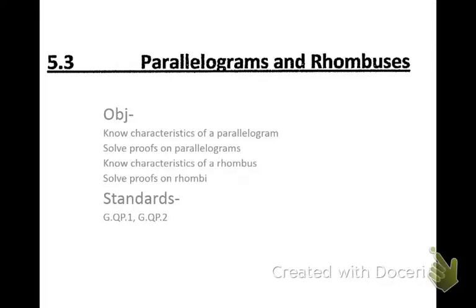5.3, we're going to discuss parallelograms today. The next time we do the notes on this will be on rhombuses, so we're splitting it in half. So our objectives are to know the characteristics of a parallelogram and solve proofs on parallelograms.